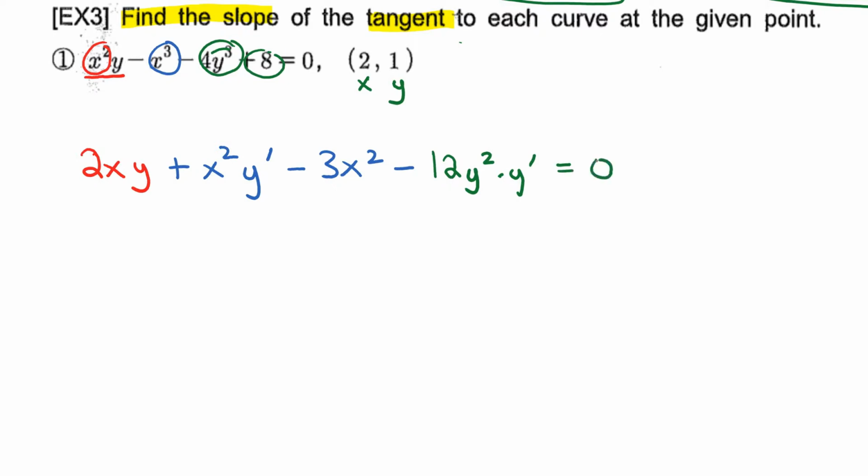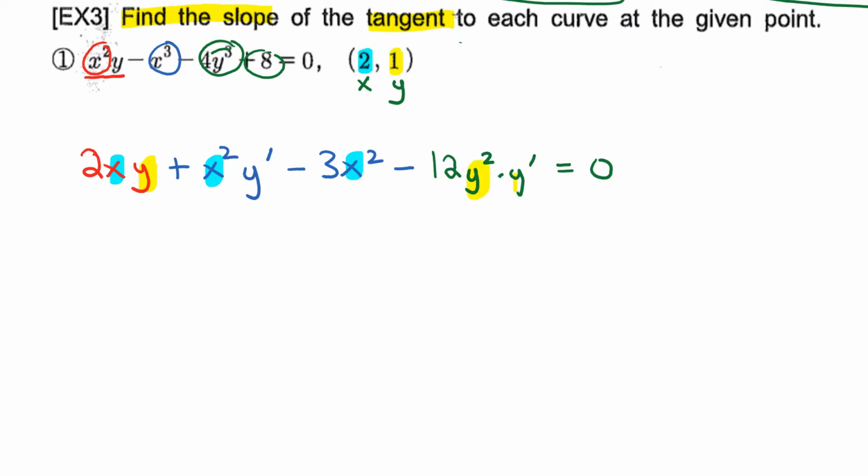Okay, now before you isolate for y prime like we did in previous problems, my recommendation is you take your coordinate, which is 2 comma 1. So here's my 2 and there's my 1. And anytime you have your x values, you would change all those x values to 2. And anytime you have a y, I would change the y's to 1, and then I would isolate for y prime afterwards.